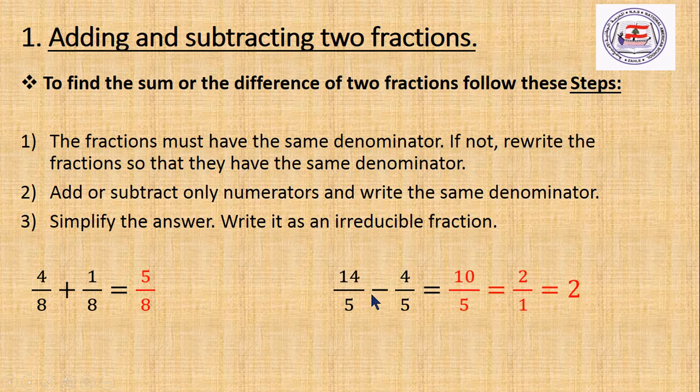Another example, 14 over 5 minus 4 over 5, same denominator. Then I subtract numerators, 14 minus 4, 10. Now 10 over 5, the same denominator. 10 over 5 is not an irreducible fraction, so I divide both by 5, I get 2 over 1. 2 over 1 is equal to 2. As if I'm saying 10 divided by 5, it is 2.